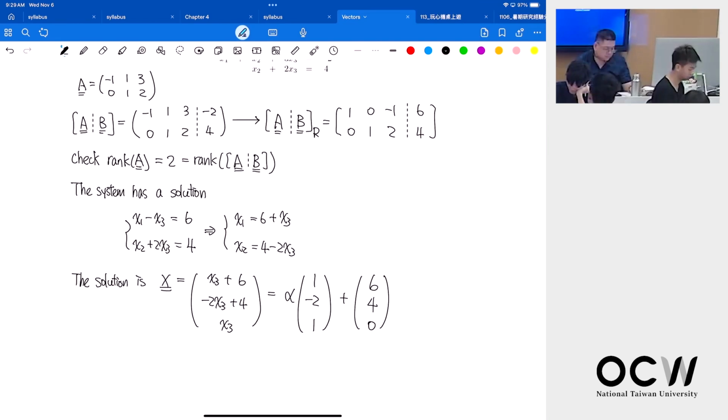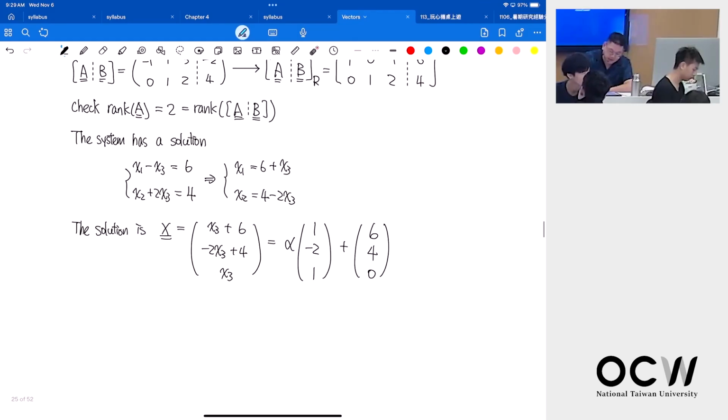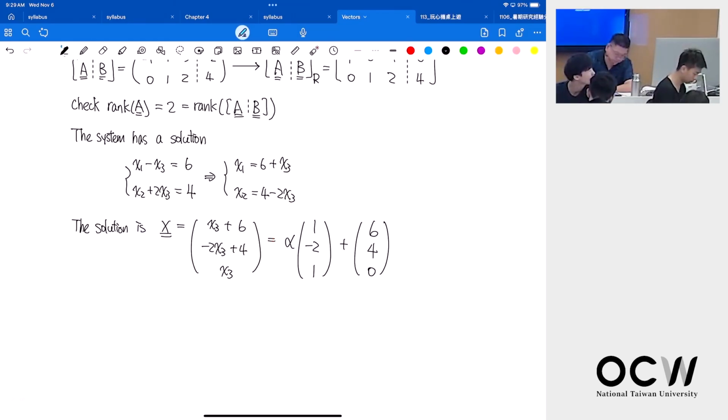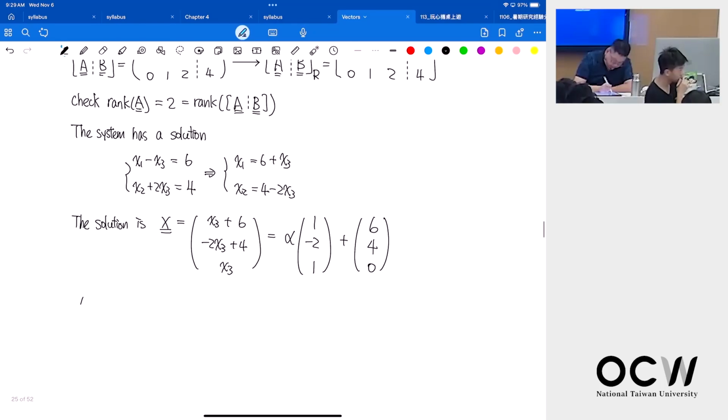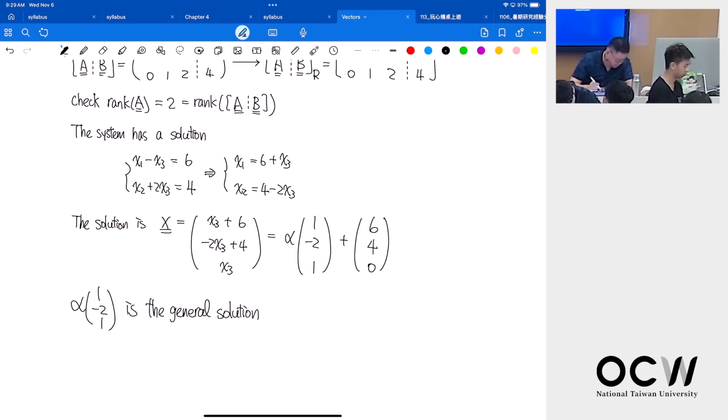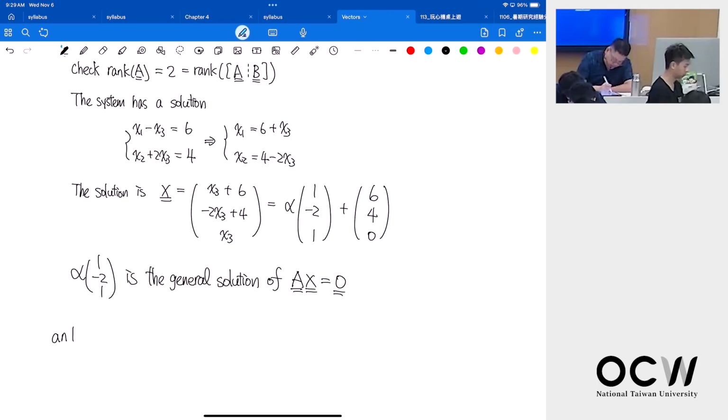Okay. Then you can observe that this is my solution, and so alpha times (1, -2, 1) is the general solution of the homogeneous system equation, and (6, 4, 0) is the particular solution.